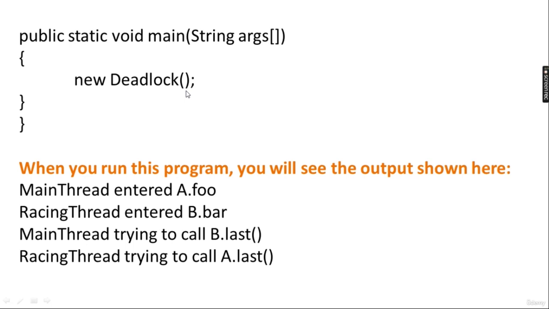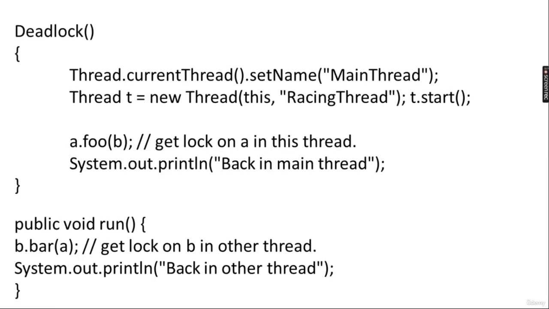So after this call is done, what will happen? This will come to the default constructor. After that, it will get locked on this thread, A dot foo, and B is passed over here. And after start, this is started first. After start, B will acquire the lock on A, get lock on B in other thread. After this is done, it is returning over here, and A dot foo B: get lock on A in this thread. So what is the output of this program?